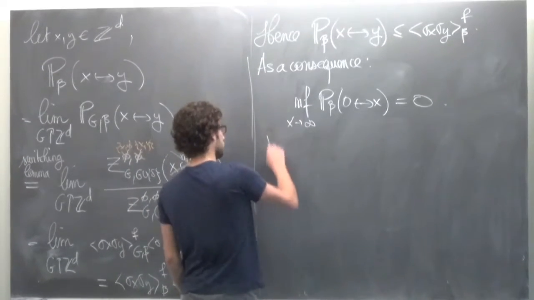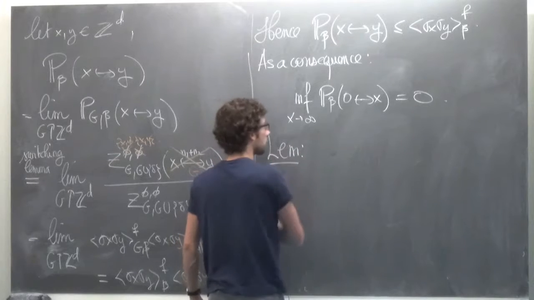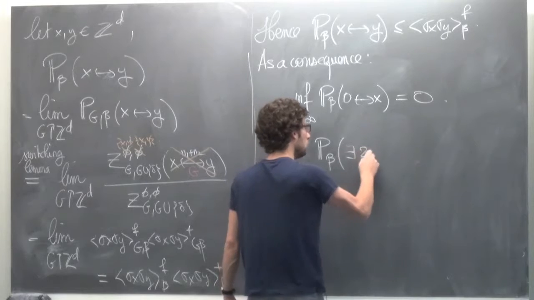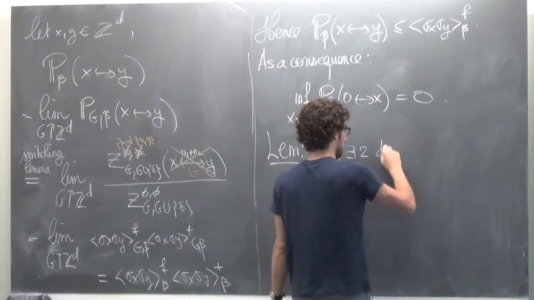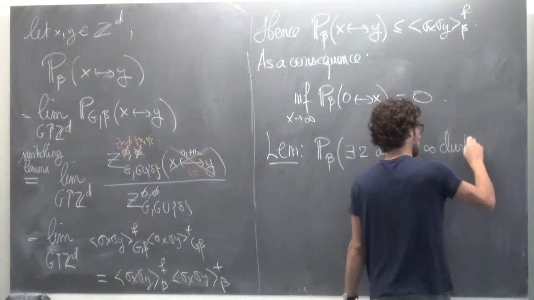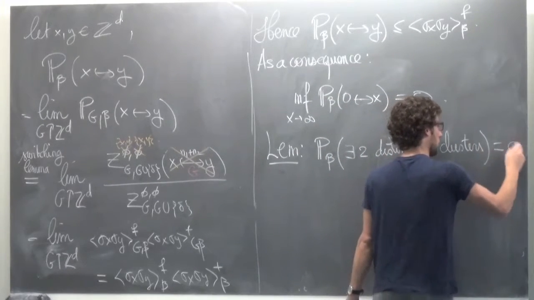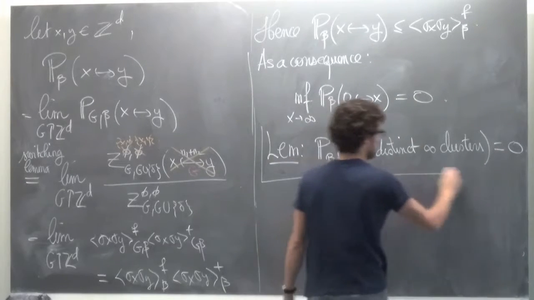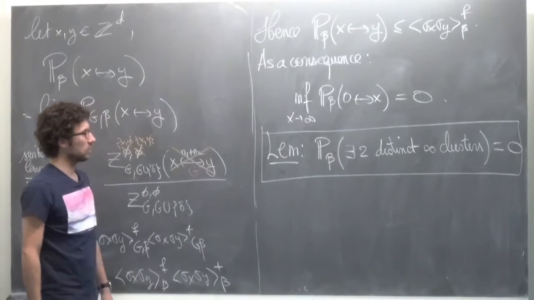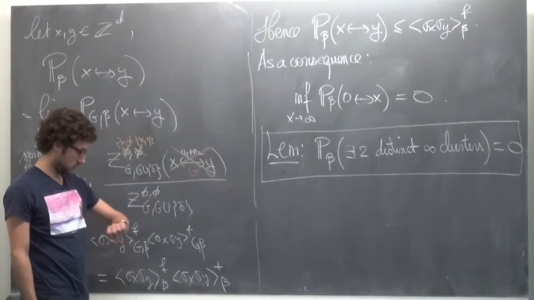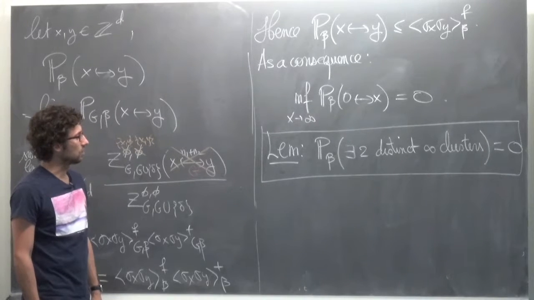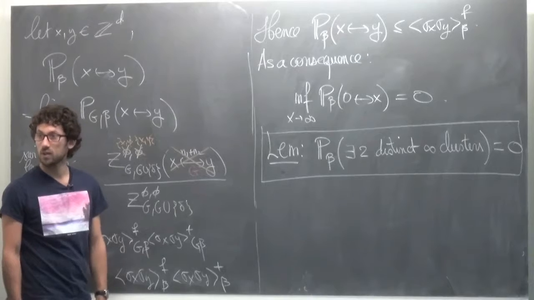So lemma: the probability that there exist two distinct infinite clusters equals zero. And before doing that, let's see how it implies that there is no infinite cluster.